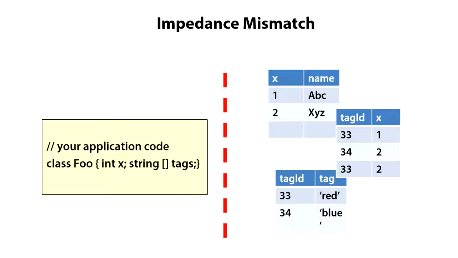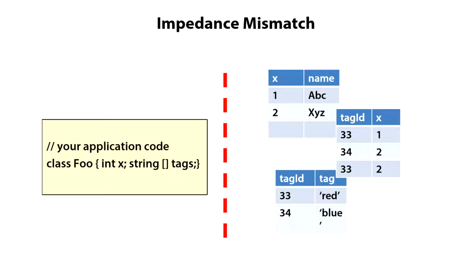In a relational database, data is saved in table and row format, whereas in application code it is mostly objects and fields. This mismatch we call impedance mismatch. To map application code and the database, you need ORM tools.